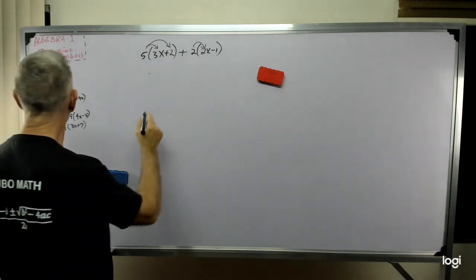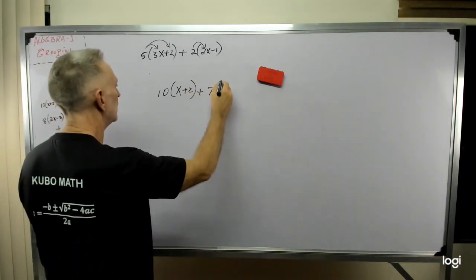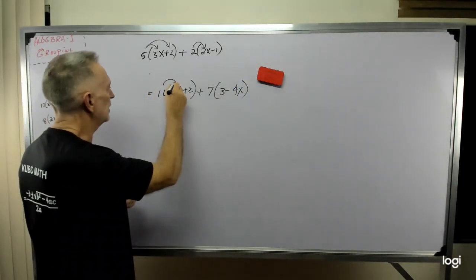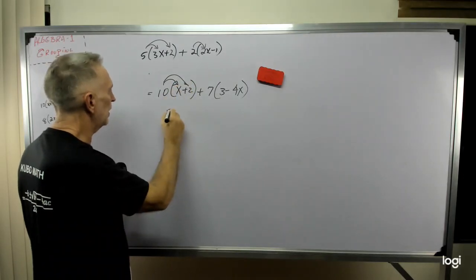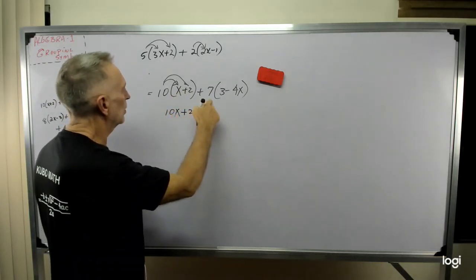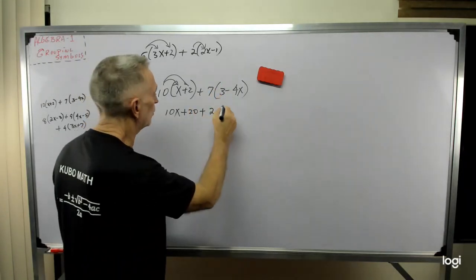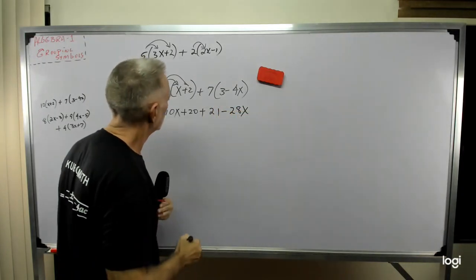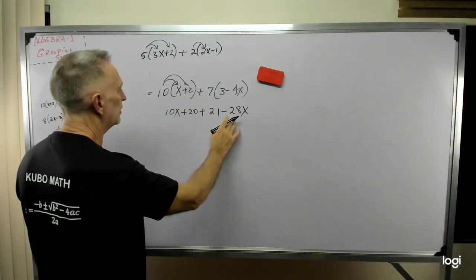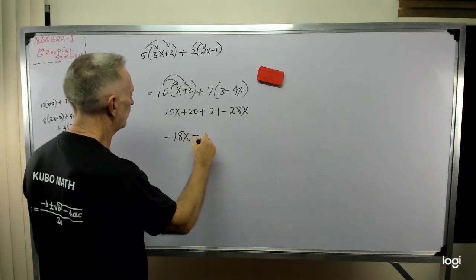Let's see what we have. All right, we have 10 times the quantity x plus 2, plus 7 times the quantity 3 minus 4x. All right, distribute the 10 inside. So 10 times x, 10x. 10 times a positive 2 is positive 20. Plus 7 times 3 is 21. Positive 7 times negative 4x gives me a minus 28x. So 10x minus 28x gives me a minus 18x. Positive 20 plus 21 gives me 41.